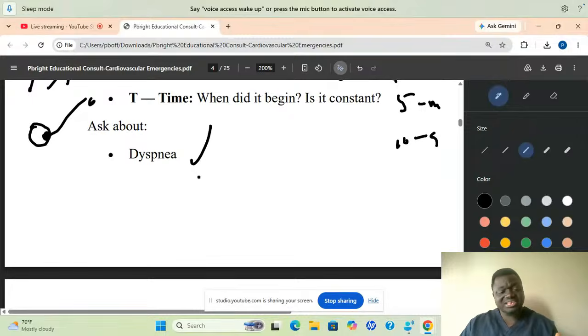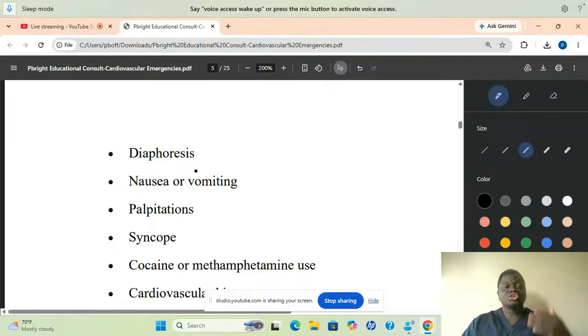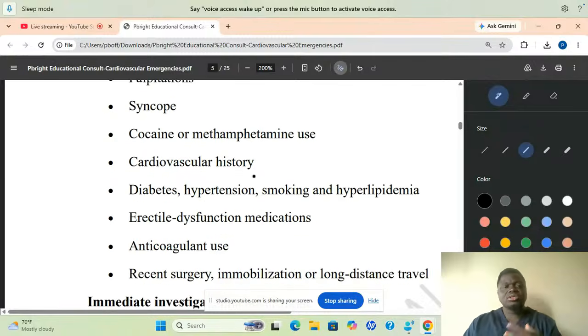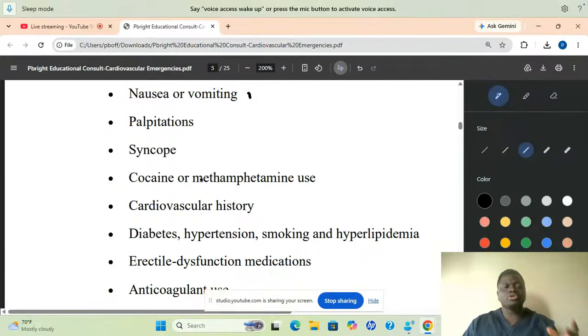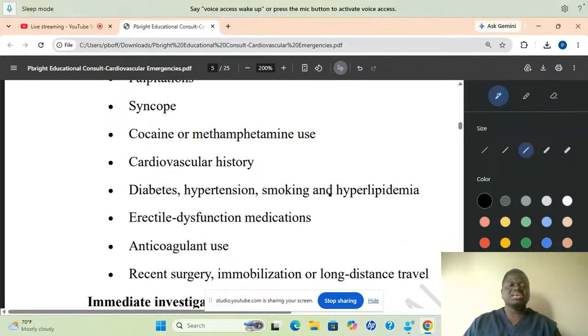Okay, or you assess, is the patient dyspneic? Is the patient diaphoretic? Is he having nausea or vomiting? Okay. Do you feel like throwing up? Do you have palpitation, syncope? Are you using any cocaine or methamphetamines? Do you have any cardiovascular history? Are you diabetic, hypertensive, smoking, or having hyperlipidemia?